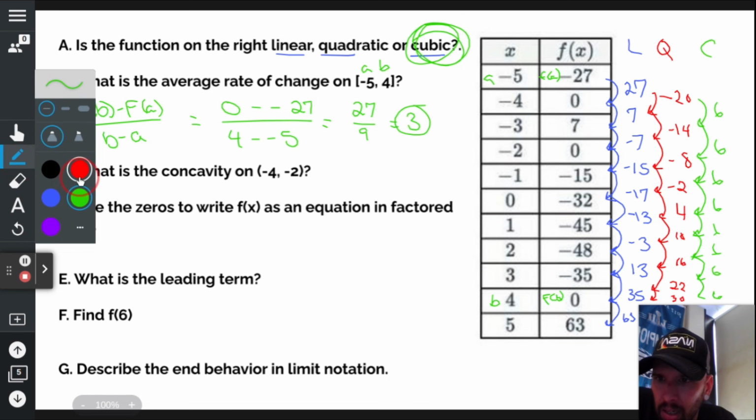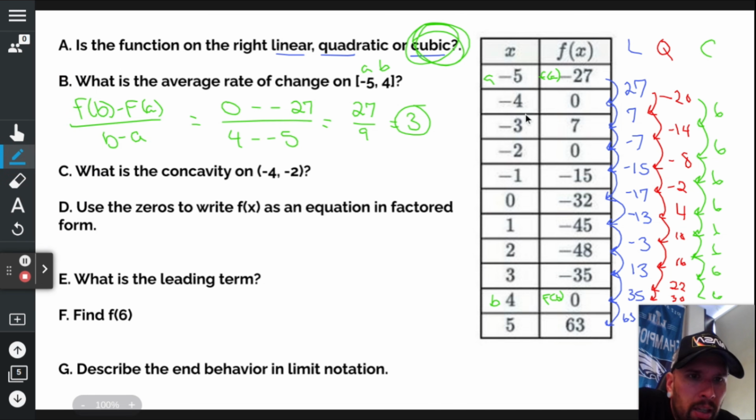What is the concavity on the interval -4 to -2? Well, my average rate of change, or my regular rate of change, is always determined by looking at what I did on the linear side. If my rate of change is increasing, then the concavity is concave up. If my rate of change is decreasing, then my concavity is concave down.